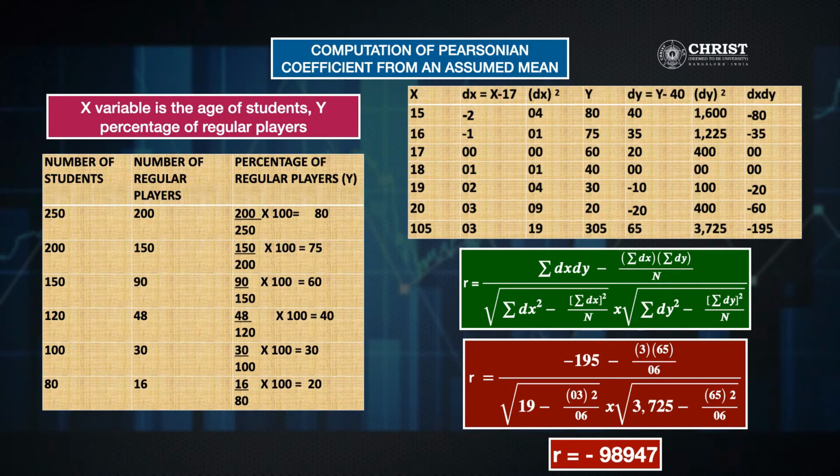So this is a very high negative correlation, with values very close to minus 1. It indicates that variables are moving in the opposite direction. That means there is a very strong inverse relationship between age and playing habits of students. So this is what I want to explain with this module. Thank you.